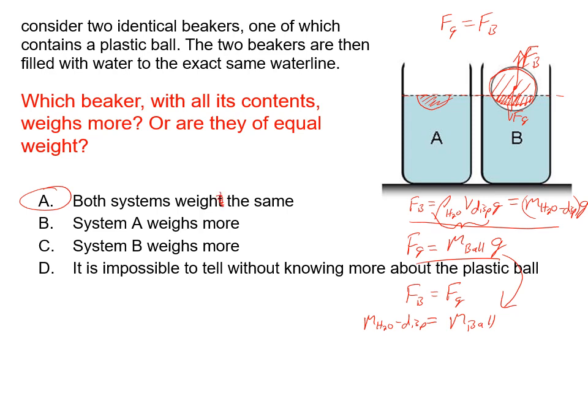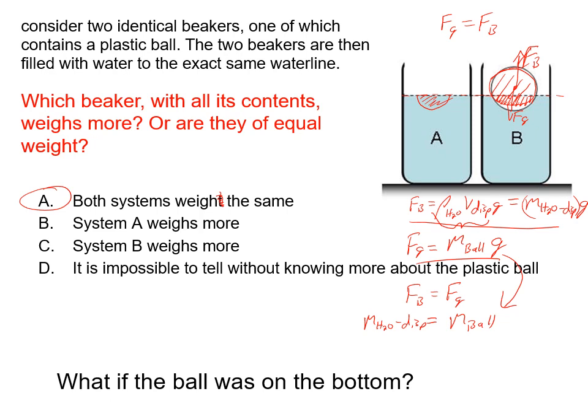Now the next question is, of course, what if the ball was on the bottom? If the ball were on the bottom, then we know that the density of the ball would be greater than the density of the water that surrounds it, and therefore it would be beaker B that weighs more.